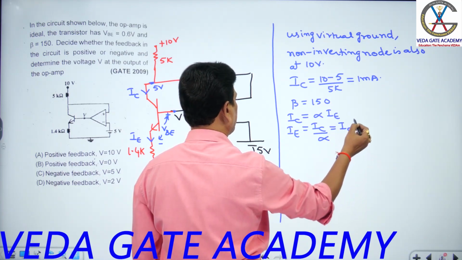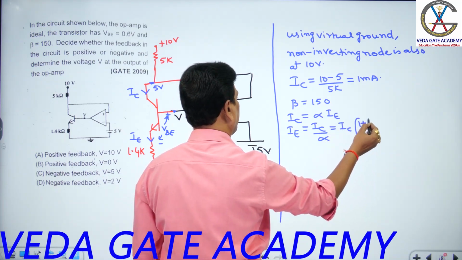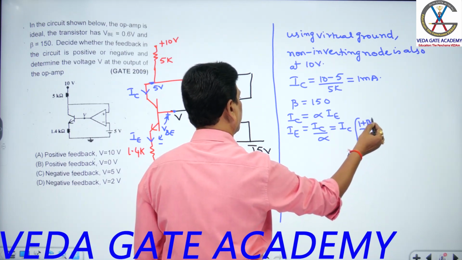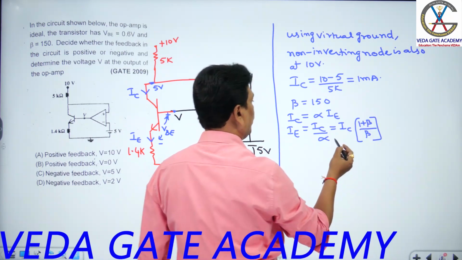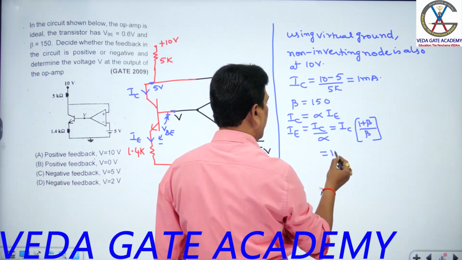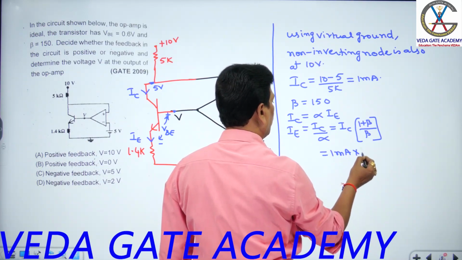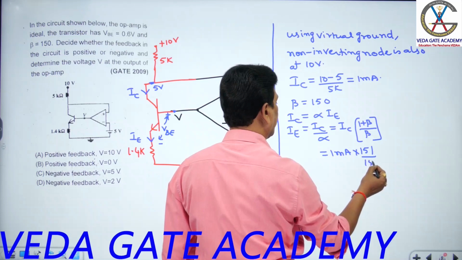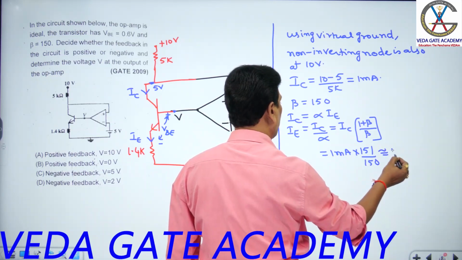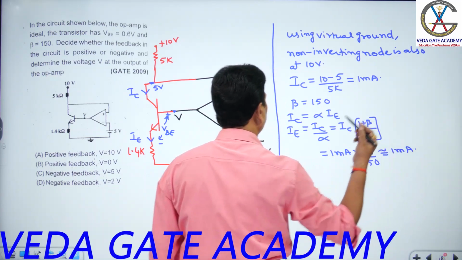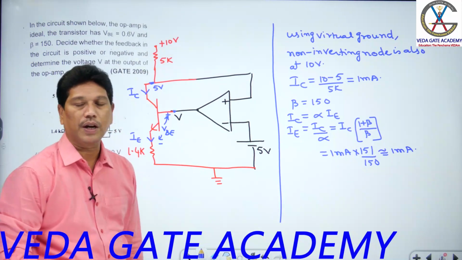Alpha equal to beta by 1 plus beta, that is, 1 plus beta by beta, students. So that is 1 milliampere into 151 by 150. If you do this, again it is close to 1 milliampere. IE equal to 1 milliampere again.